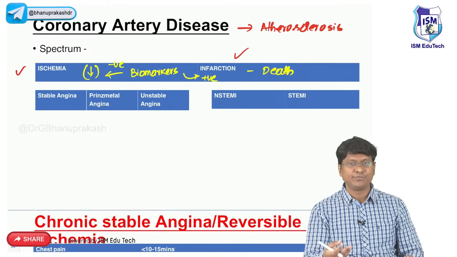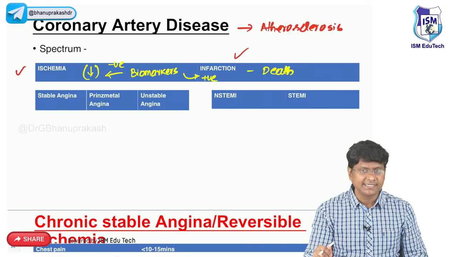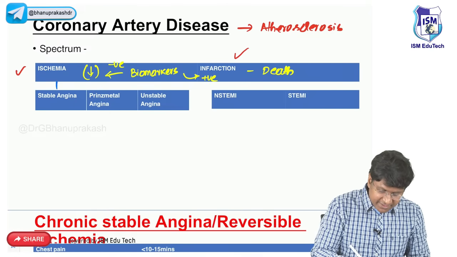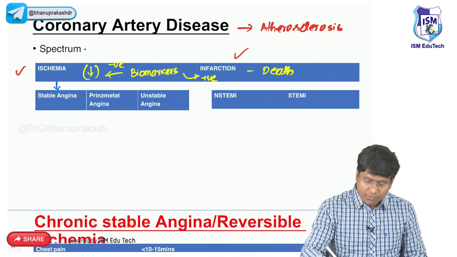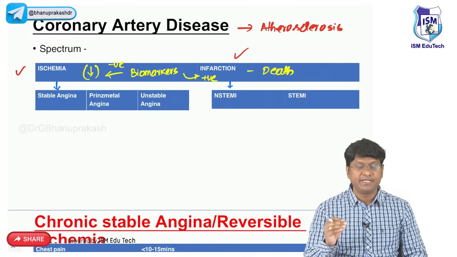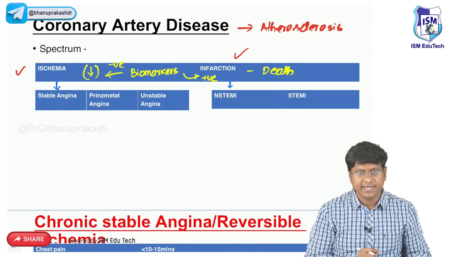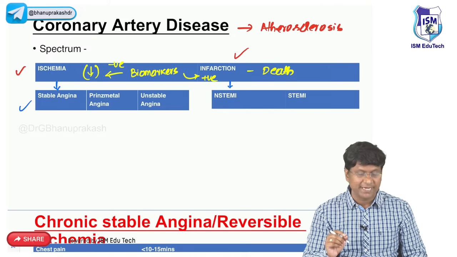What are those cardiac biomarkers? That is your troponin, your CK-MB, all that I'll tell you now. So now what will be the spectrum in ischemia, that is stable angina, Prinzmetal angina and unstable angina. Whereas in case of infarction, depending upon the ECG changes, we classify that into non-ST elevation MI as well as ST elevation MI. Now let me discuss the individual parts of the spectrum.